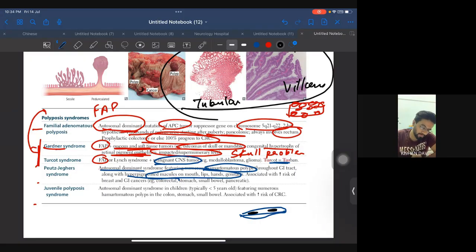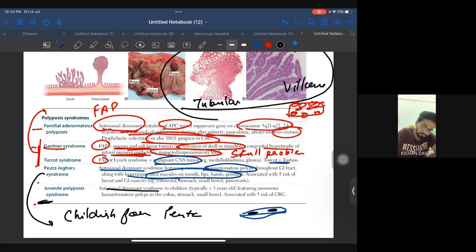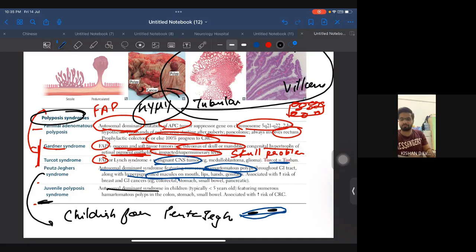Juvenile polyposis syndrome is autosomal dominant, in children. You can say that juvenile polyposis is the childish form of Peutz-Jeghers. Whatever you are seeing in Peutz-Jeghers, if it is occurring in a child, it becomes juvenile polyposis syndrome. Both have hamartomatous polyps, so the chances of becoming malignant are less. So this is all about the polyposis syndromes, and these are all very important. All right, moving ahead.